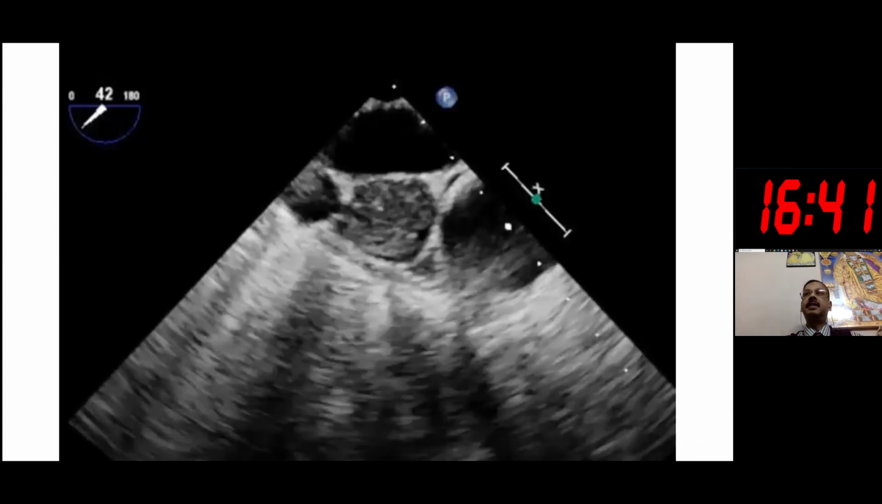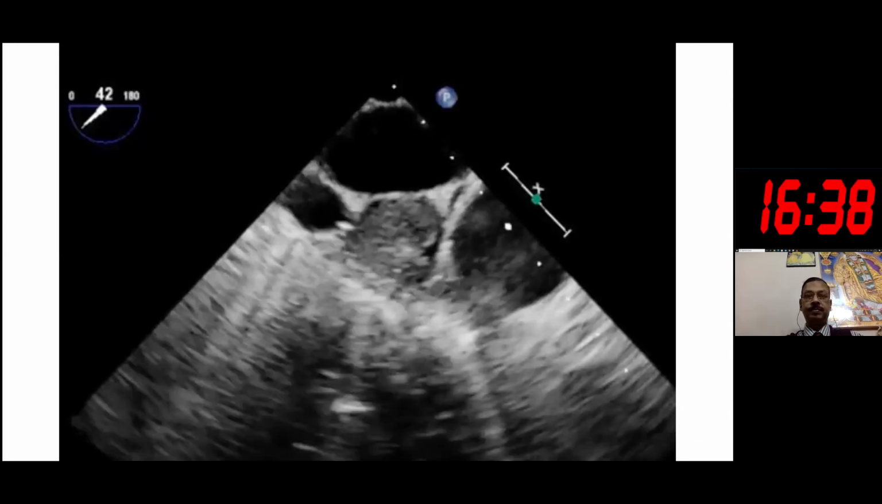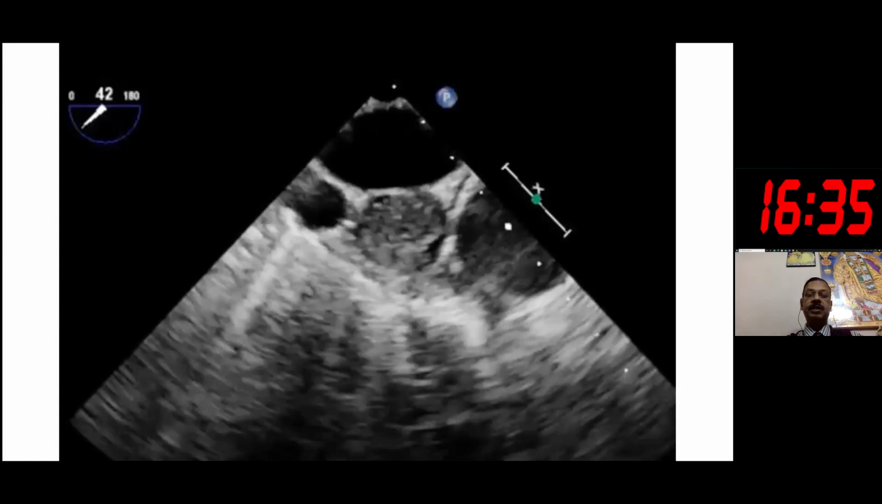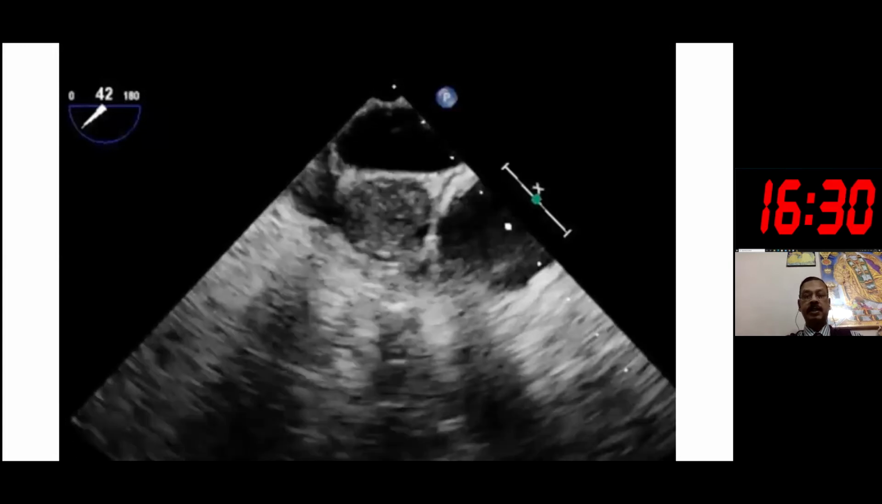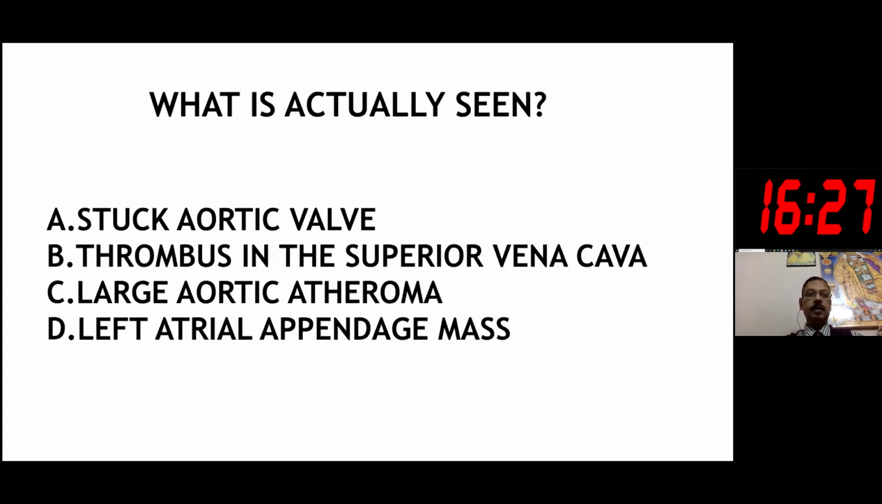What do you see in this image? This is a transesophageal echocardiography, and what do you see in this image? Stuck aortic valve, thrombus in the superior vena cava, large aortic atheroma, left atrial appendage mass. Yeah, you submit your options.